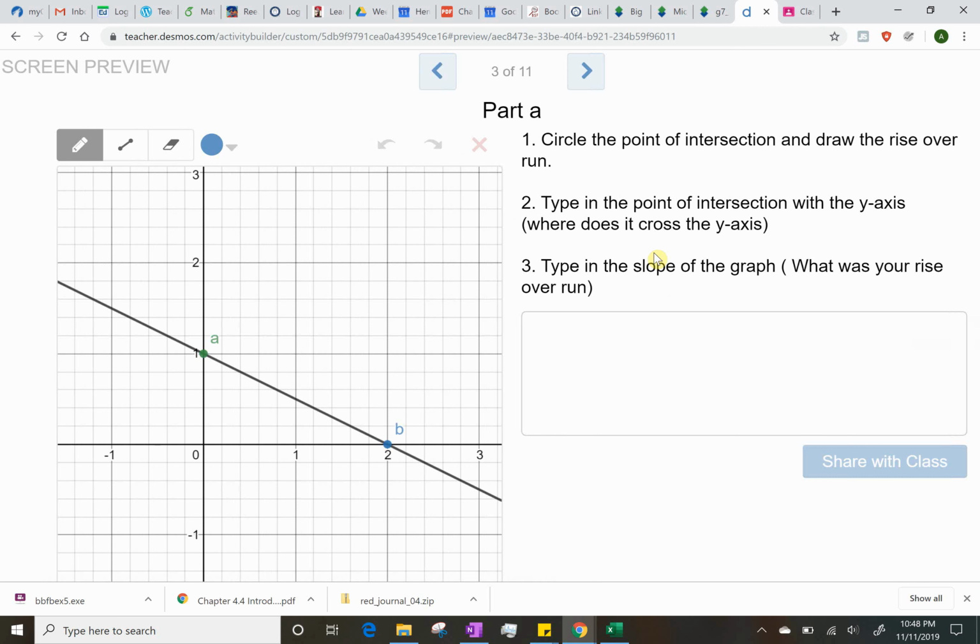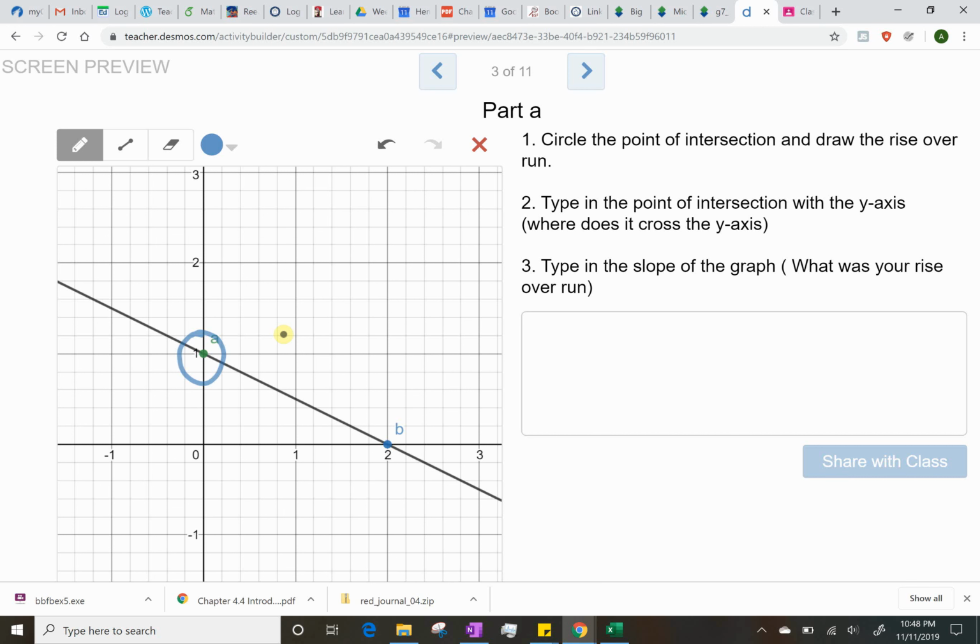So, okay, when it says point of intersection, what we're talking about is where does it intersect on the y-axis? Well, I'm looking at this line right here, and it looks like this is the point of intersection. This is the point that intersects on the y-axis. And what is that point? It's at 1, right? Again, I'm going to pretend you're saying yes.